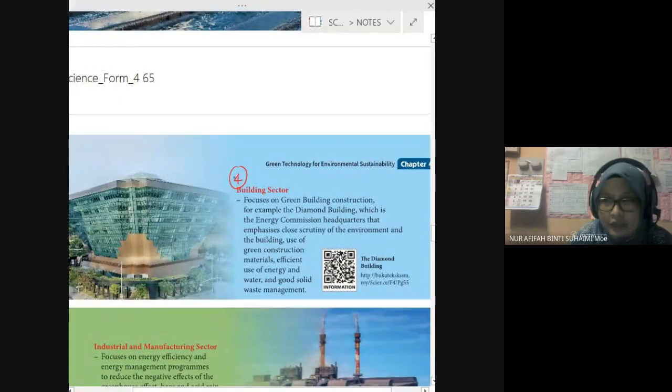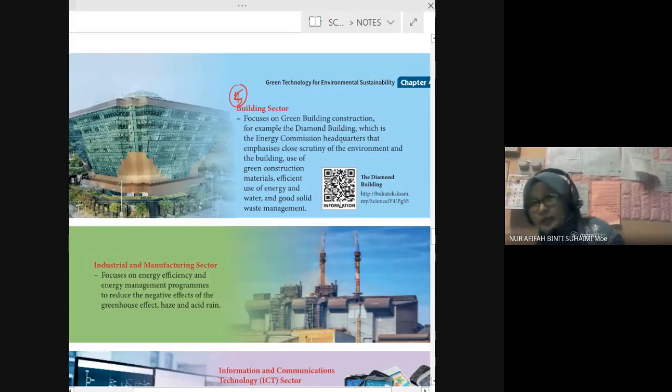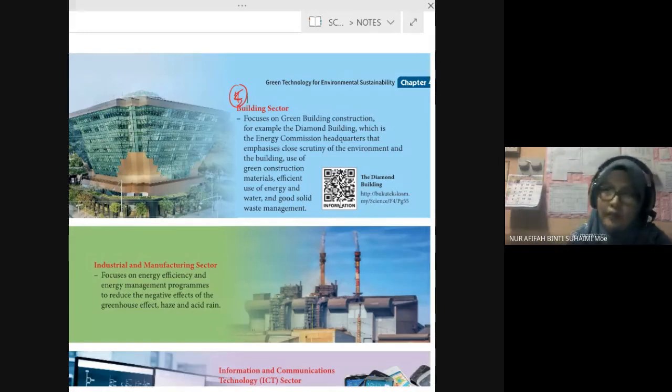Number 5 is building sector. Okay. Focus on green building construction, for example, the diamond building. Okay. Use efficient use of energy and water and good solid waste management.